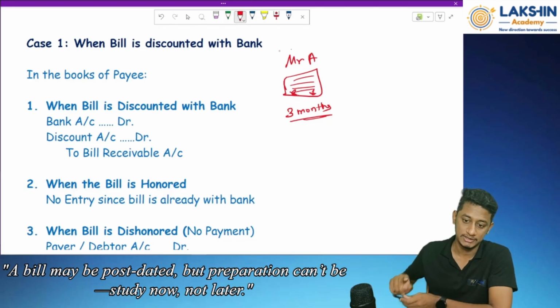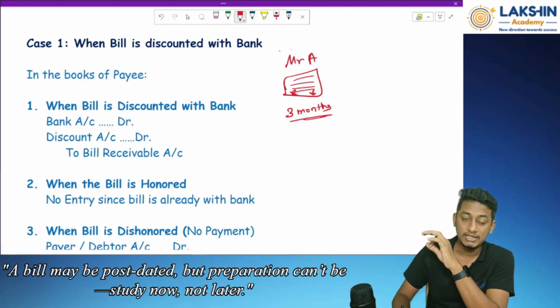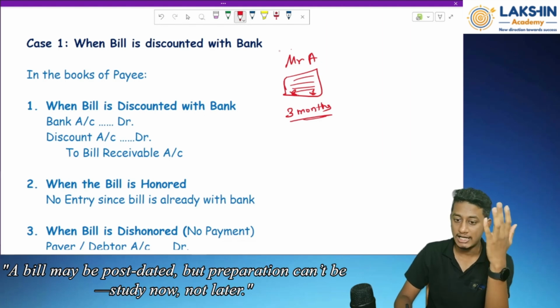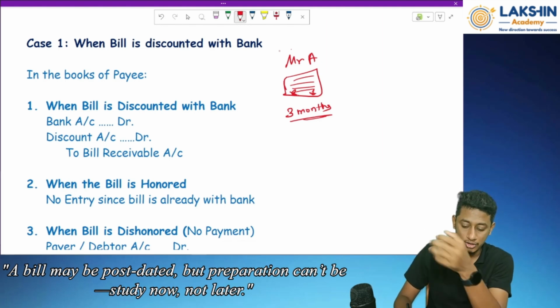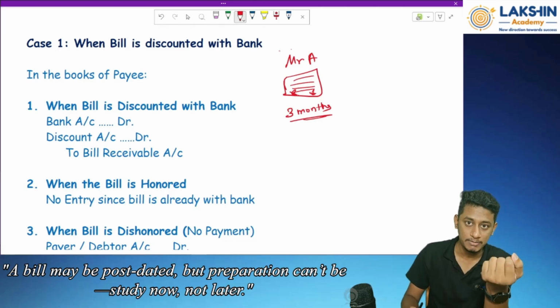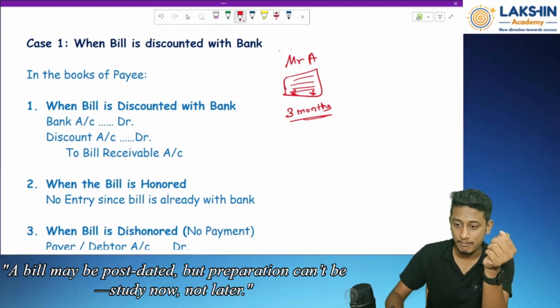So now what happens? Mr. A is in need of funds. He needs some money. Let's say the bill was for rupees 1 lakh. So now Mr. A needs money. What can he do? He cannot go to Mr. B because Mr. B won't make the payment. Right? So he will approach the bank.